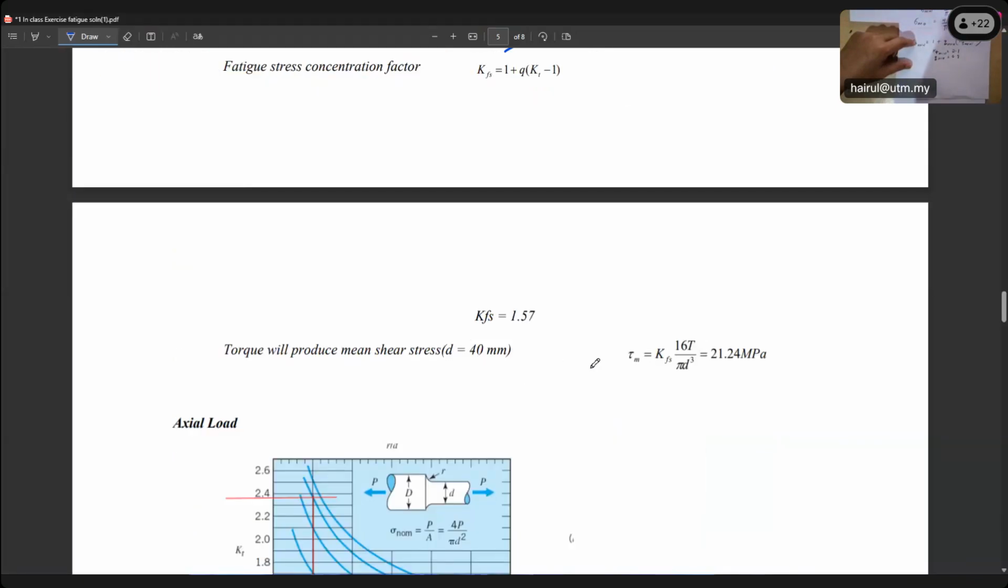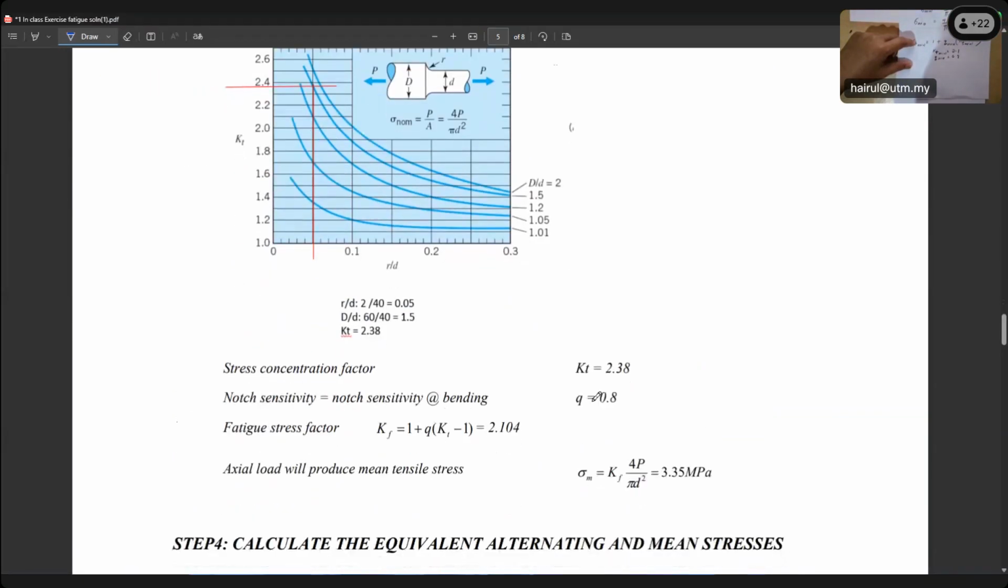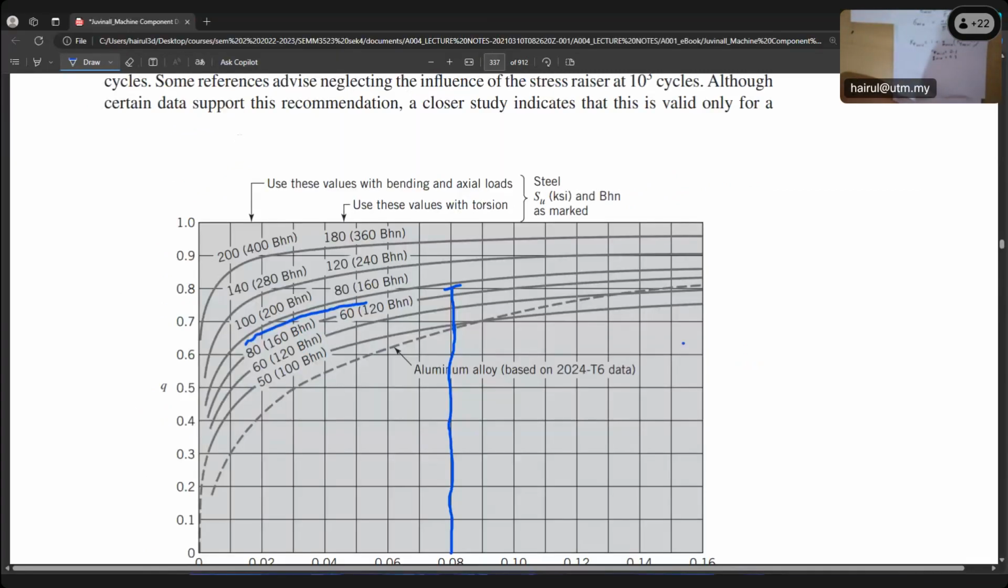Look at the solution. Q axial, correct. Its KT: why is KT 2.38? If you are watching, just now I said it was 2.1, right? Why is KT axial 2.38? Did I make any mistake, class? Yes, sir. I think you made the wrong line intersect. It should be the line above.